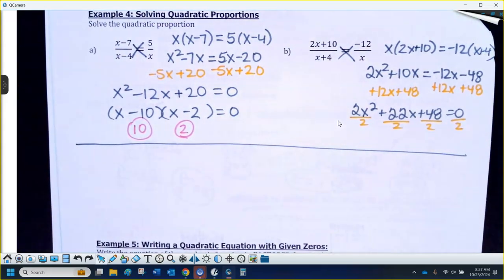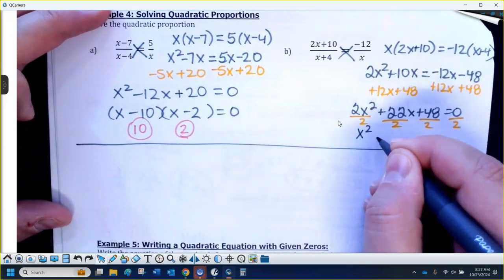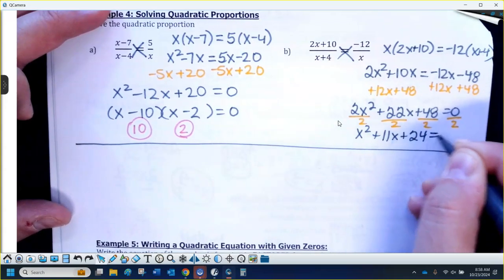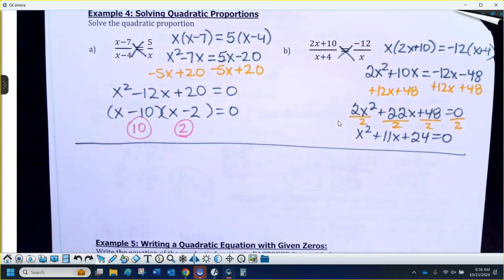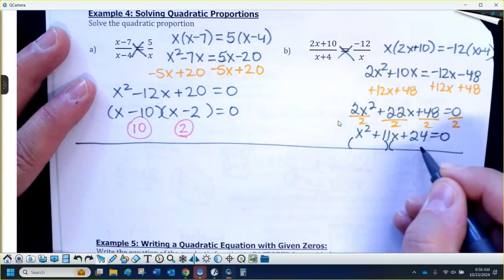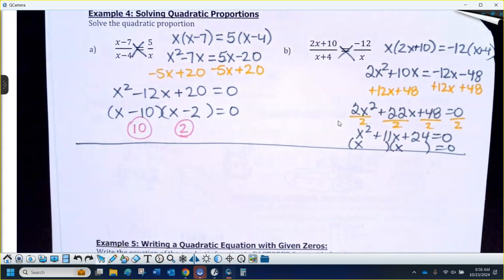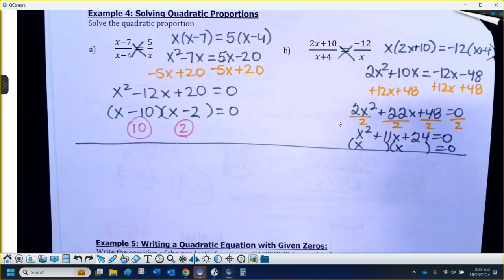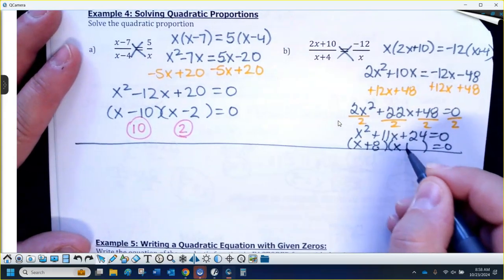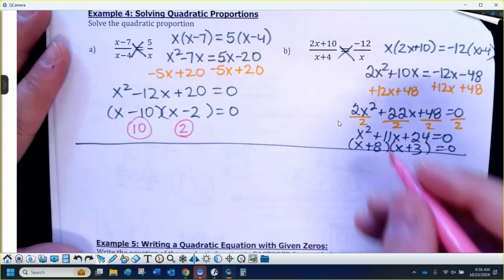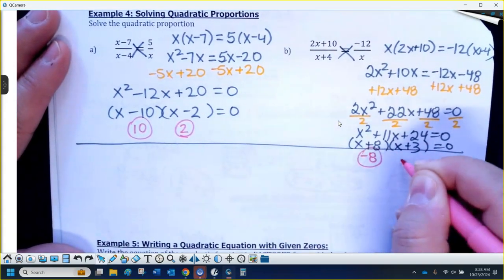You can divide 0 by a number. And then what we'll have to factor will be a little easier to work with. So this will be x squared plus 11x plus 24. And I'm running out of space. Can you guys think of two numbers that multiply to give you 24 and add to give you 11? 8 and 3. So one's a plus 8, one's a plus 3. The actual answers to the question are what set those little parentheses equal to 0. So negative 8, negative 3.